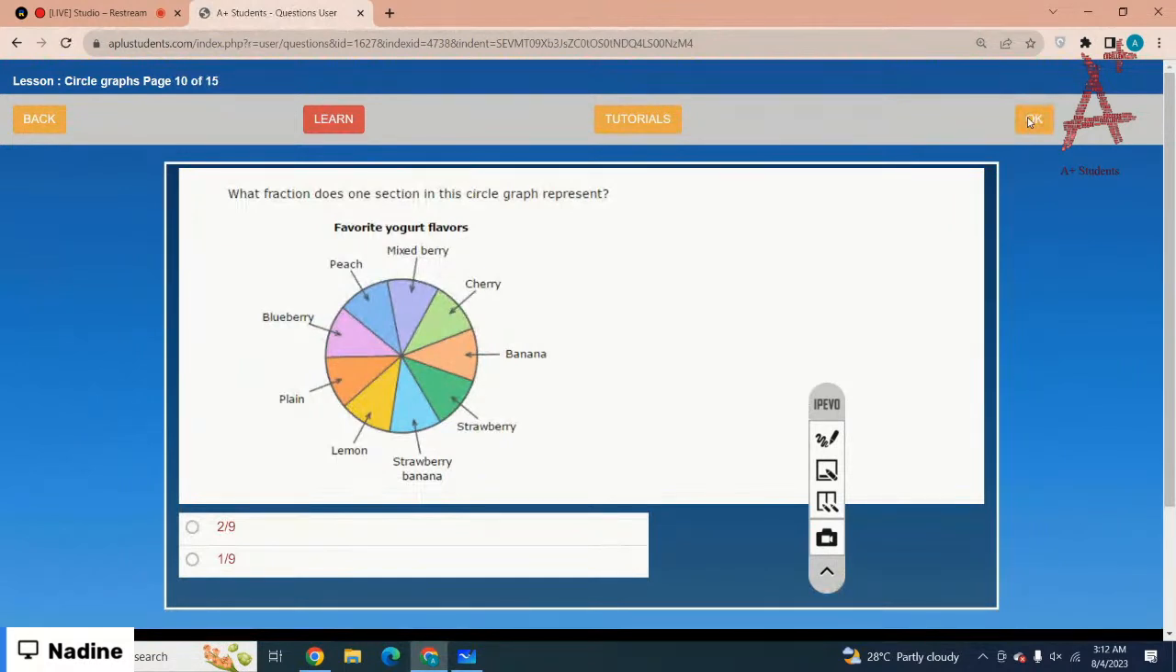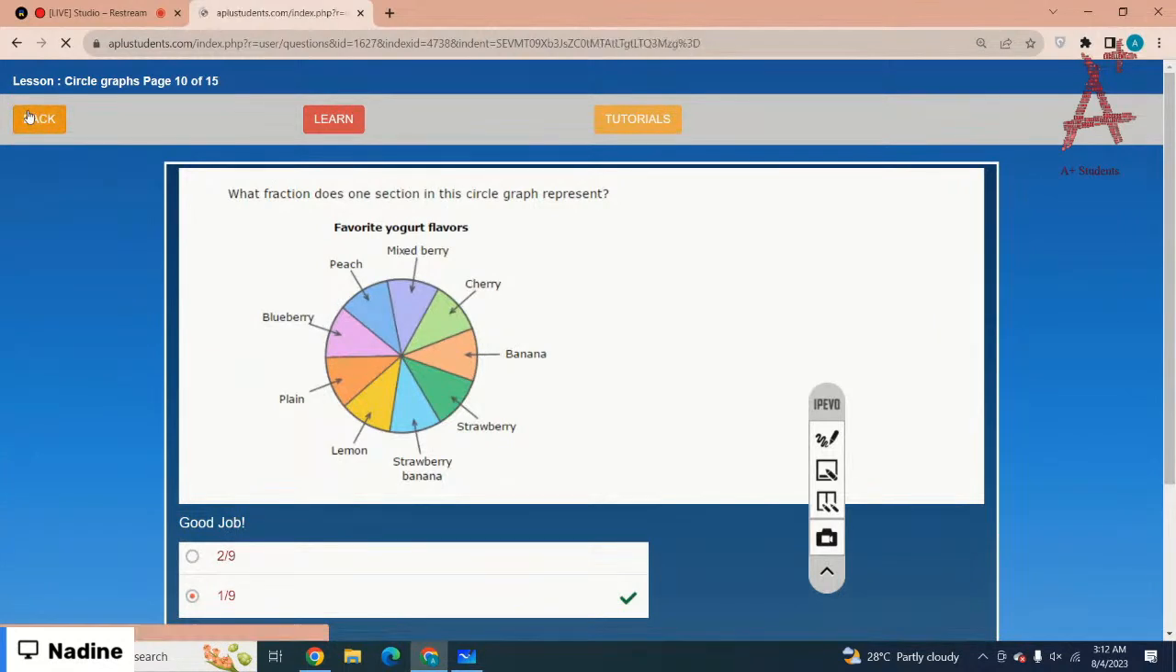What fraction does one section in the circle graph represent? So which is the correct option? It would be 1 out of 9 because the graph has total 9 sections. So each section is worth 1 out of 9, right? Okay, we're done with the lesson. Let's just start with the next lesson.